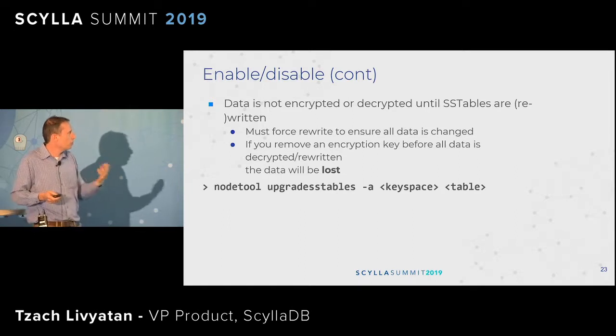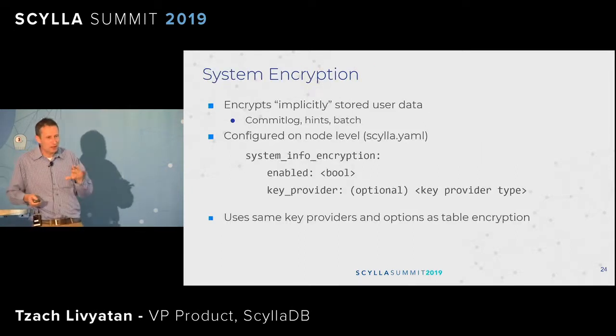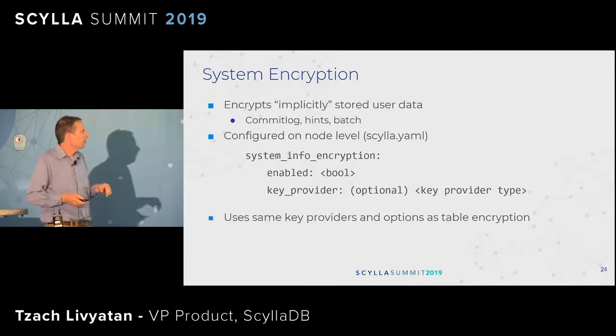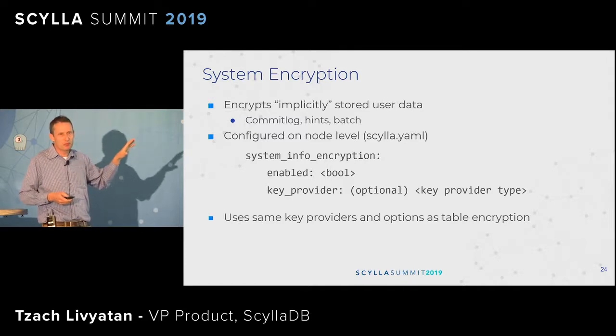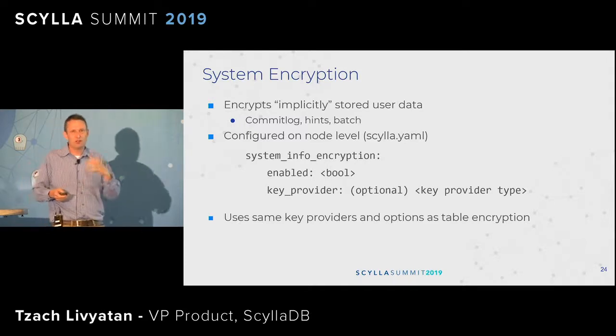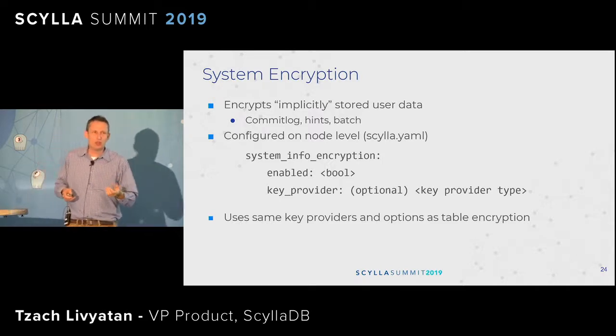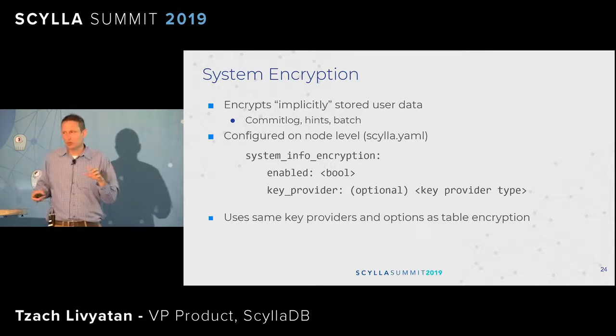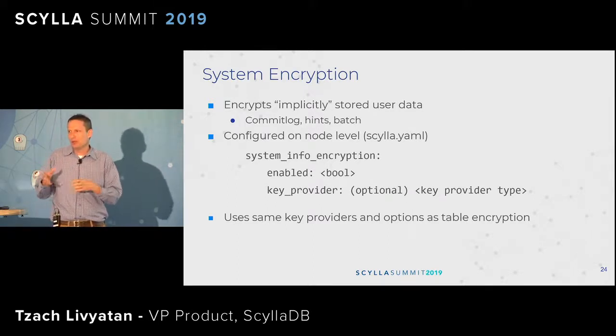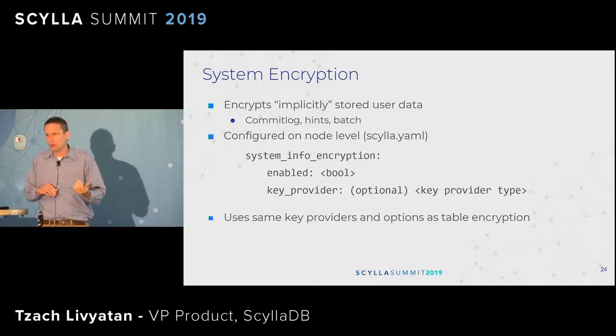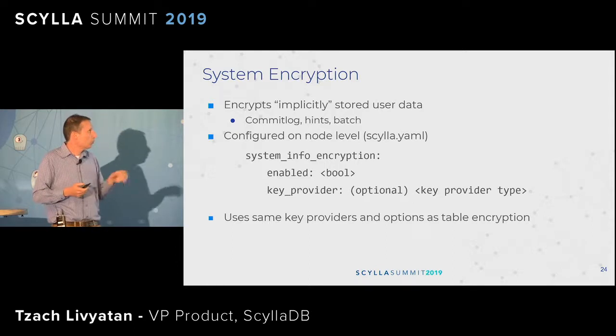Okay, I'm speeding things up here a little bit because I'm a little bit late. Encryption of system level information, which is hints, the commit log and such, is not something that you can specify through the schema. It is something you can specify through the Scylla YAML. So you write down in the Scylla YAML that you want to encrypt this part as well, and Scylla will do it for you. And now the provider.